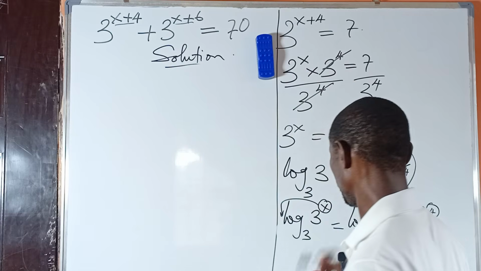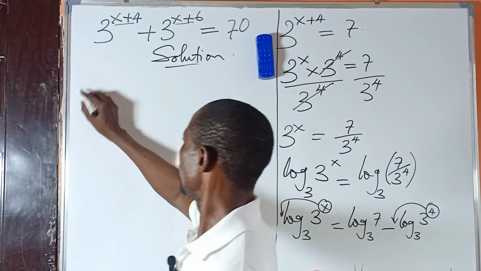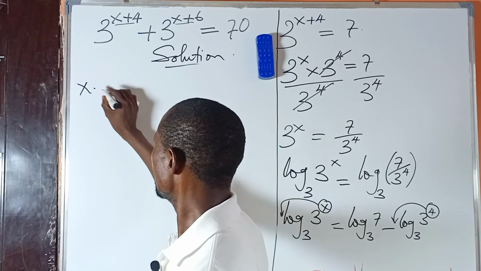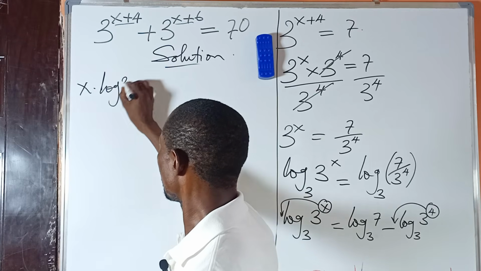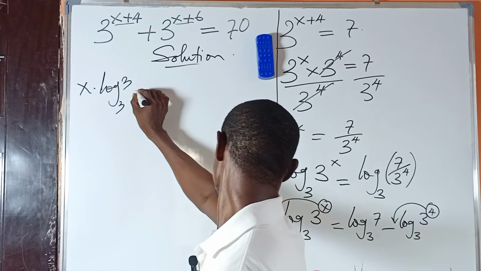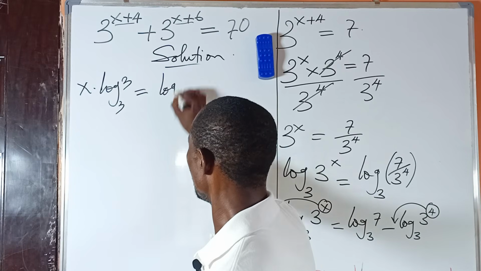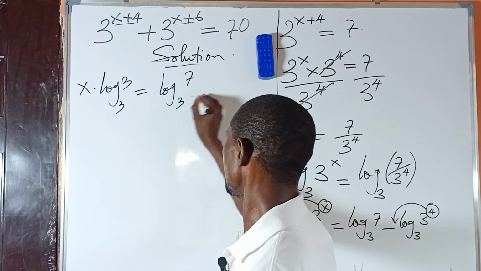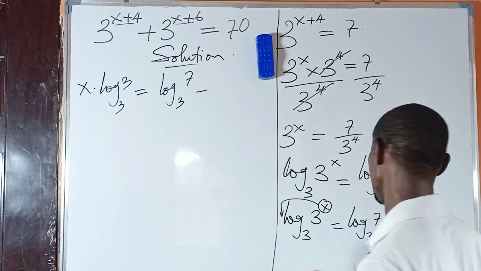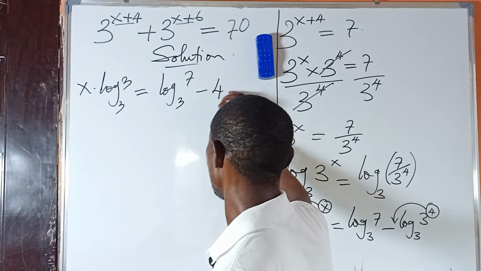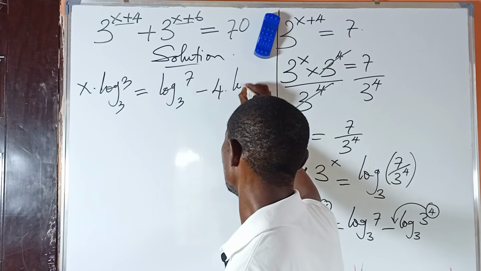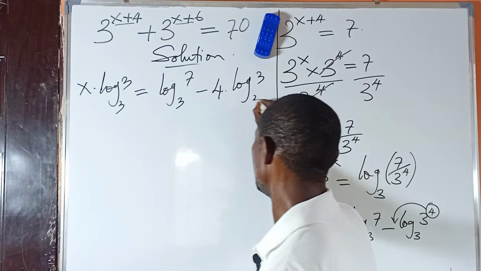All right. So from here, we're going to have x times the log of 3 base 3, then equal to, here we still have to remain log of 7 base 3, then minus, we're moving this way to give us our 4 here times the log of 3 base 3 again.